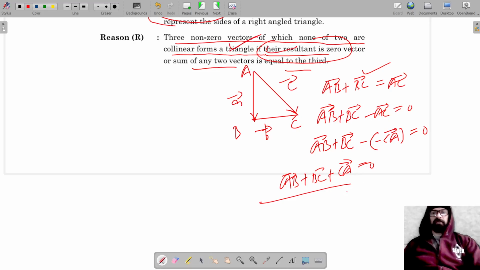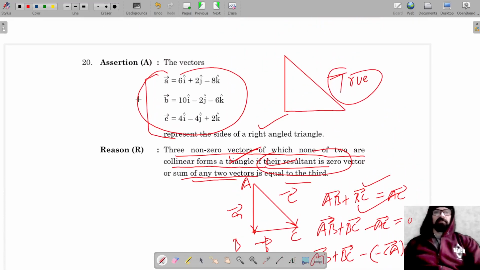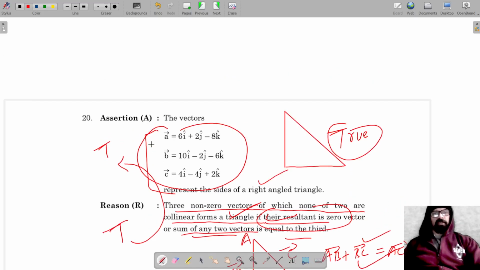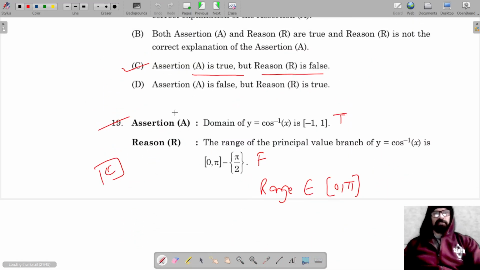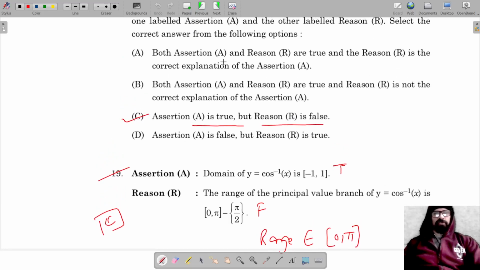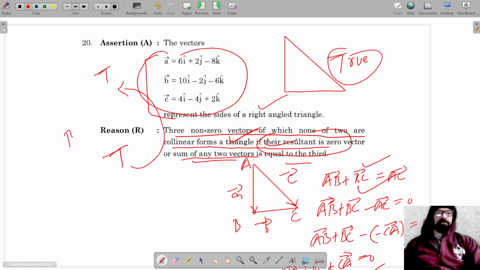So three non-zero vectors of which none two are collinear form a triangle, which is true; the resultant is zero is also true, and the sum of any two vectors is equal to the third side is also true. So the assertion is true, the reason is true, but this is not the correct explanation of A. So our option here would be: both A and reason are true, but reason R is not the correct explanation of A. So our option should be option B for this one.